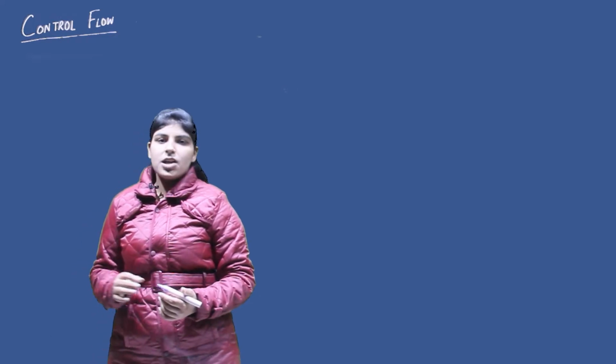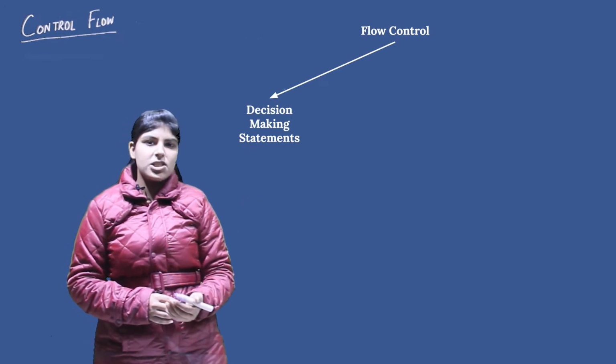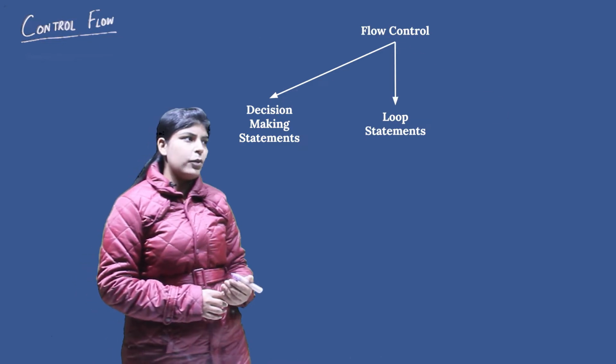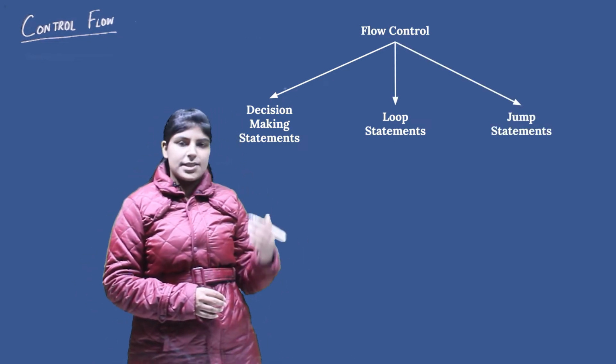So the statements which are used to control the flow of a program, those statements are called as control flow statements. In Java, we have three types of control flow statements. They are decision-making statements, also known as conditional statements. Then we have loop statements, and in the end we have jump statements. So in today's lecture, we'll focus on decision-making or conditional statements. So now we'll look at conditional statements.